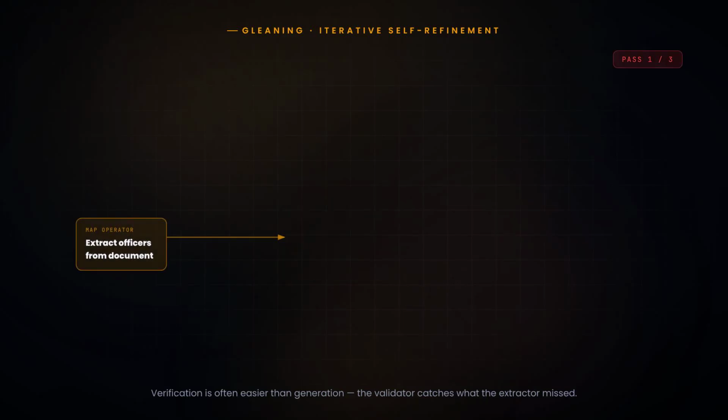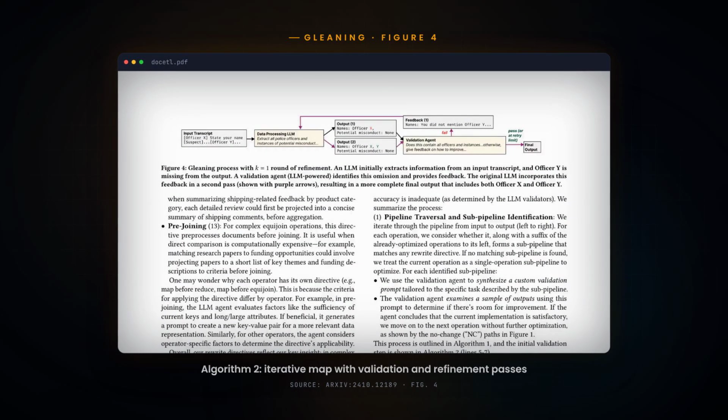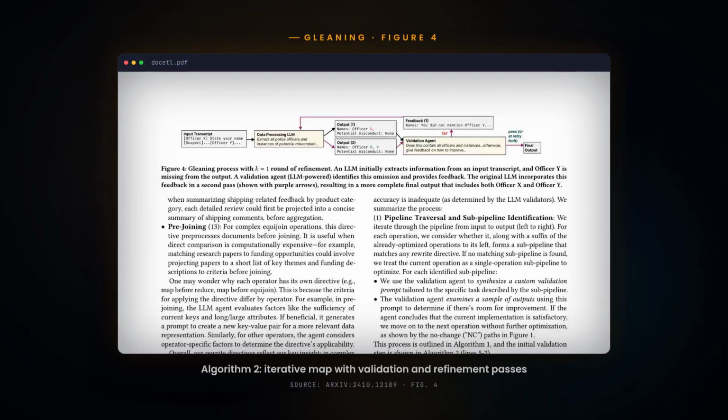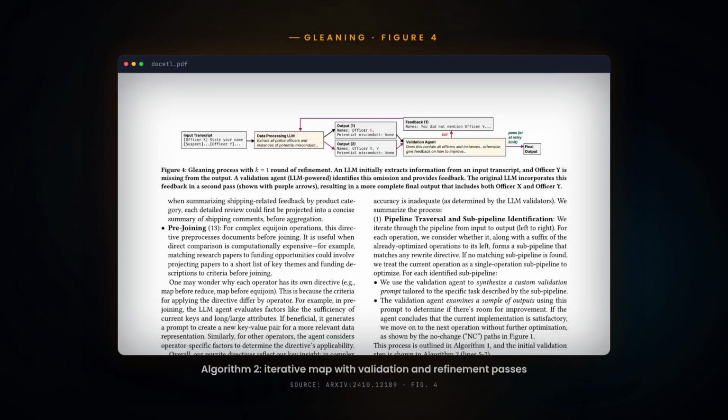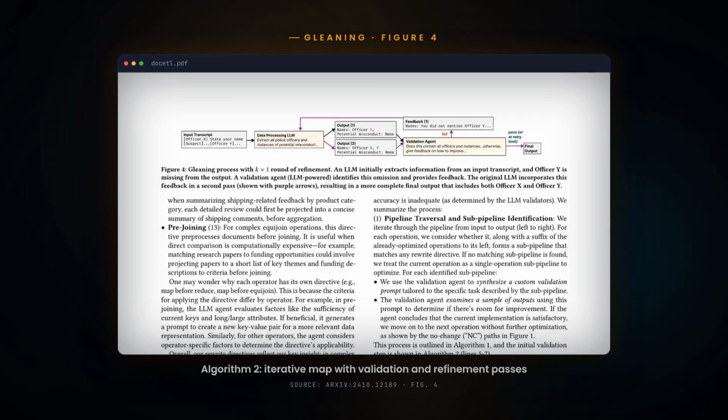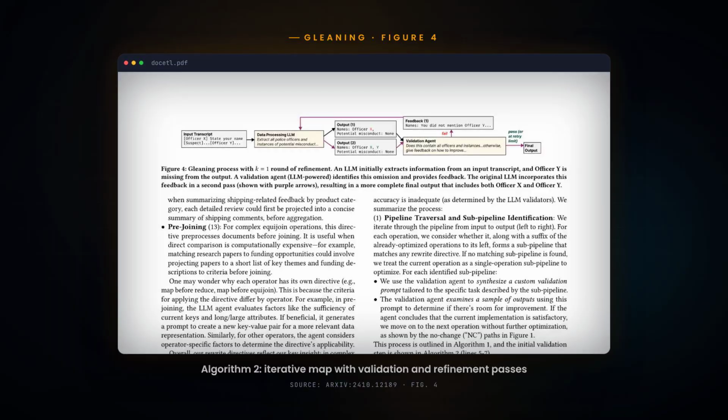Category 2 targets LLM-specific behaviors. The most elegant directive here is gleaning. An LLM that produces an incomplete first pass will often catch its own mistake if you show it the output and ask what it missed. Verification is often easier than generation. Gleaning formalizes this with 3 steps.